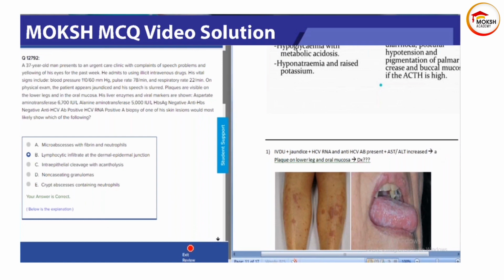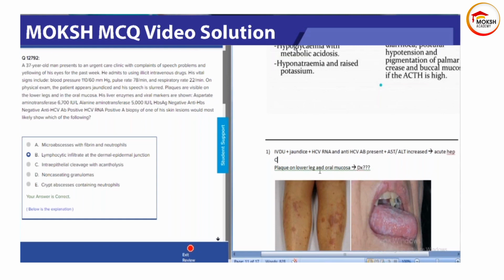Now, in this question it is written that this patient with acute hepatitis C also has plaques on the lower leg and oral mucosa. What does that indicate? What is the question trying to tell you? What condition associated with hepatitis C can produce plaques on the lower leg and oral mucosa? I'll write it down here. Have you heard of lichen planus? This is an important point to remember.